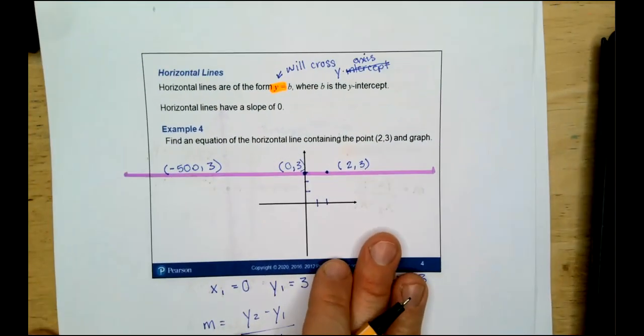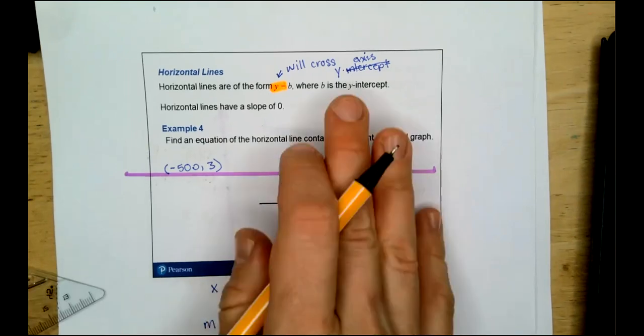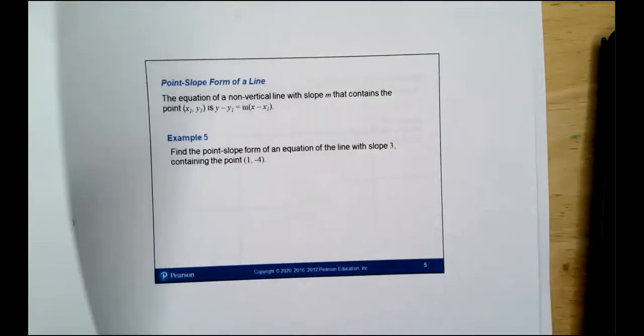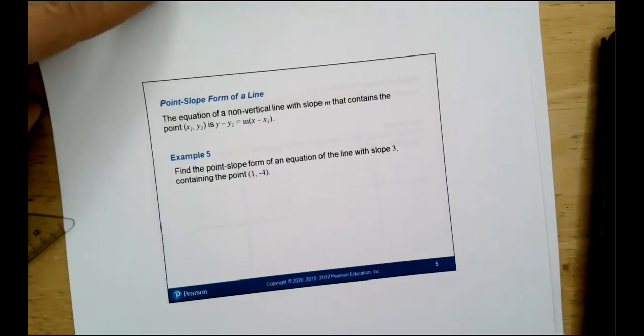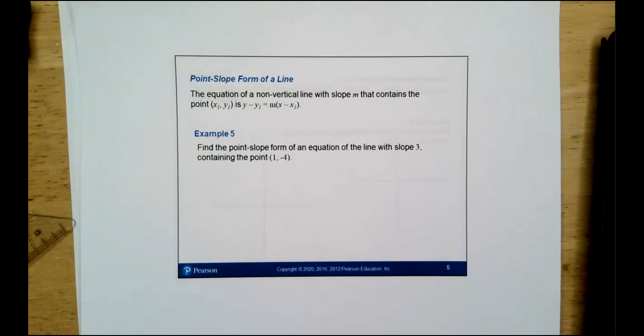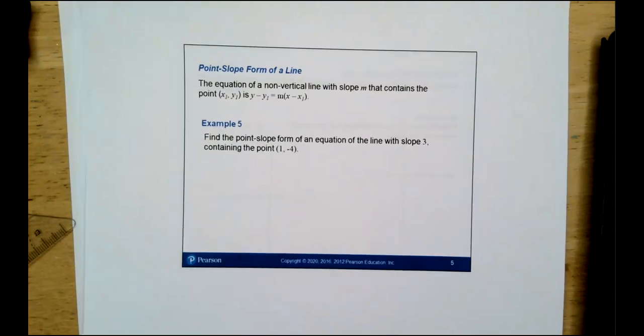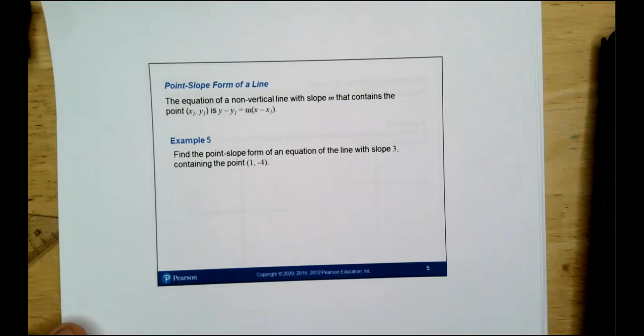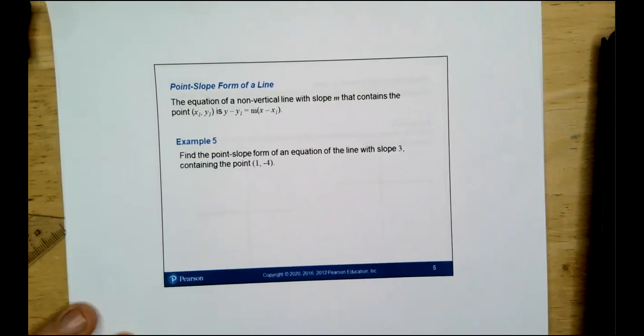Horizontal lines have a slope of 0. Okay? It has a y-intercept, but it will never have an x-intercept. Just try to find a way that you can memorize the separation between horizontal lines and vertical lines, and which one has an x-intercept, which one has a slope of 0 and which one has a slope that is undefined.